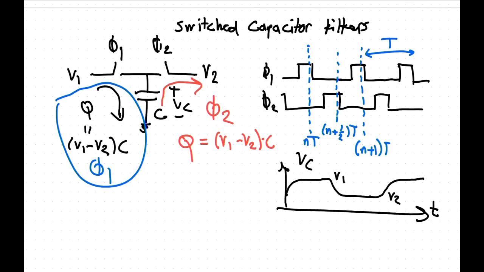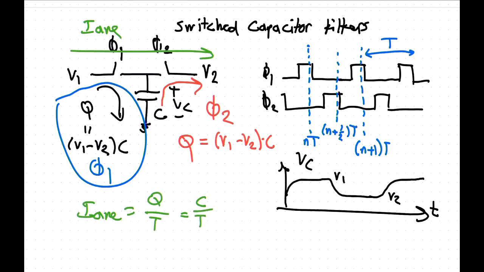So that means the average current that flows through this structure is that charge divided by the clock period. So this is going to be equal to C on T times V1 minus V2. You can see that, from an average perspective, the current that flows is proportional to the voltage across it. Now, what is that called? It's a resistor. So it looks like a resistor from the average point of view.